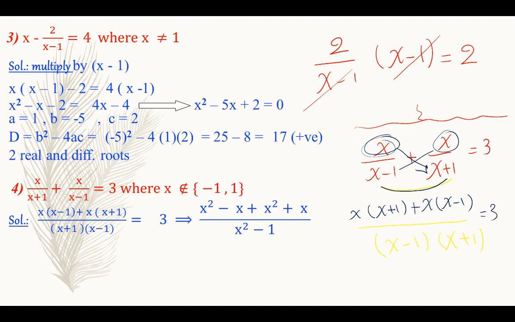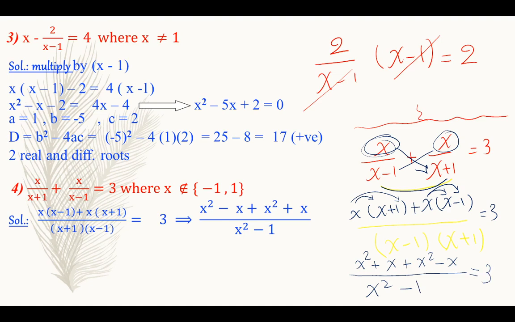Now we are going to distribute and collect the like terms. Let's start together. Now we have x multiplied by x, so it will be x squared, and x multiplied by 1 equals x. Again, x multiplied by x is x squared, and x multiplied by negative 1 is negative x. And we multiply the denominators together: x minus 1 multiplied by x plus 1. X times x is x squared, and negative 1 multiplied by positive 1 is negative 1. All of this equals 3.